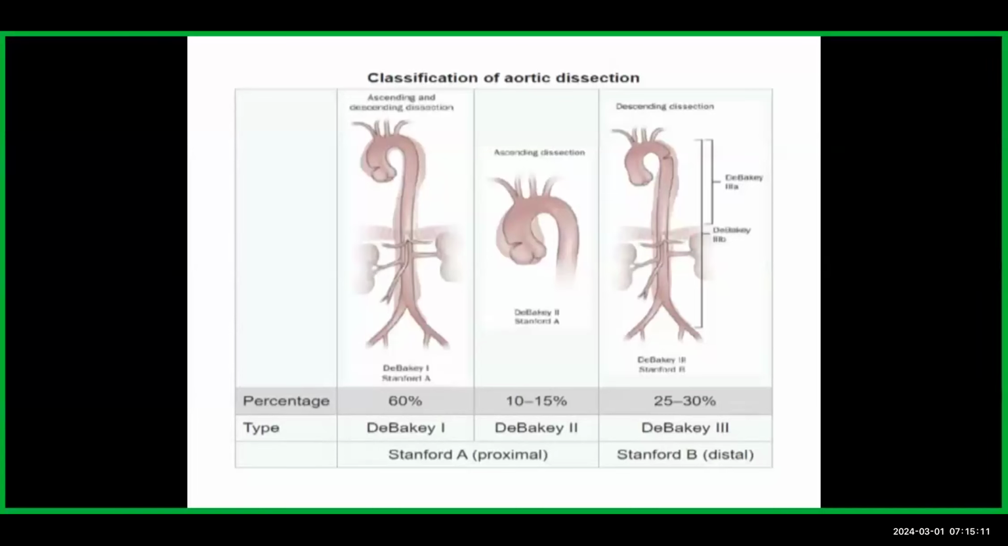The tear occurring, trying to depict the various differences. They overlap to an extent. But I think the summary is that the most common type is the DeBakey type 1, which occurs in 60%, and the least is the DeBakey type 2. And both DeBakey type 1 and 2 comprise the Stanford A classification system in terms of anatomic location.